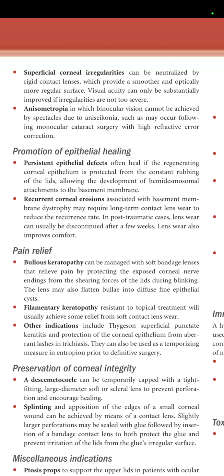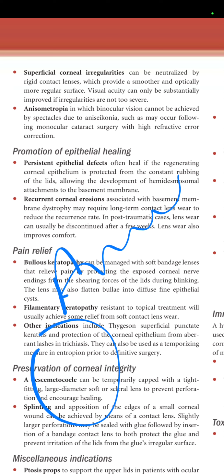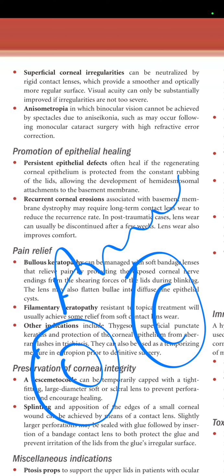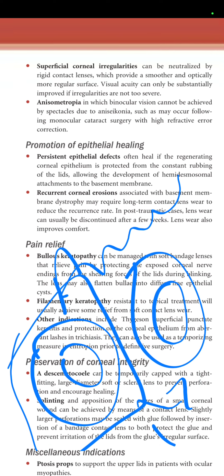Anisometropia, in which binocular vision cannot be achieved by spectacles due to aniseikonia, such as may occur following monocular cataract with high refractive error correction. So anisometropia is basically a difference in the refractive power of the two eyes. Like if you put on the glasses, the size of the image can decrease or increase. So with the contact lens, there is no such problem. So we can give contact lenses in this case.